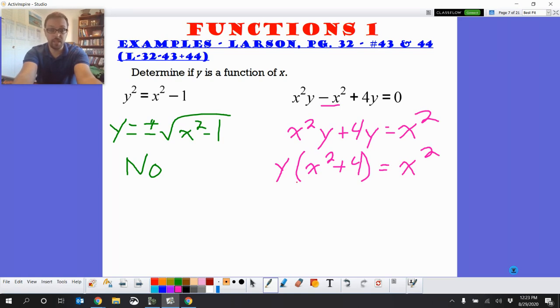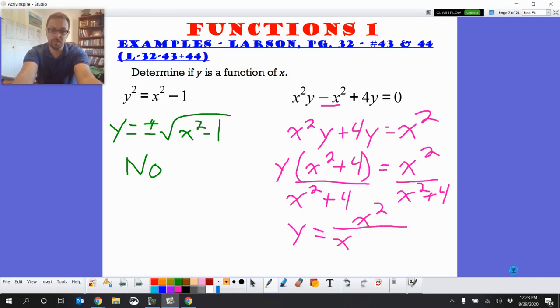Now all I need to do is get rid of this thing. Well, that's really easy. There's this thing called division. So I can divide both sides by x squared plus 4. Nice. So we get y equals x squared over x squared plus 4, which seems really wild, but the thing is, if you put in a number for x, it's only going to spit one thing back out at you. And if it's only going to spit one thing back out at you after you put one thing in, that is a function. Yes.